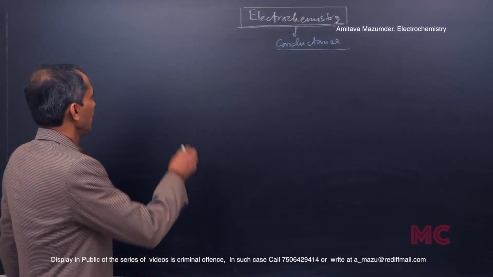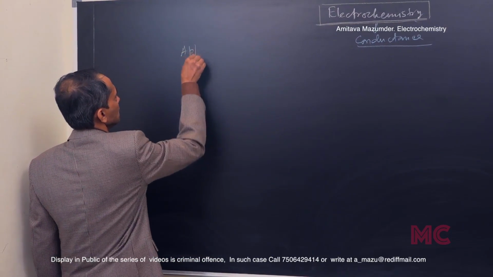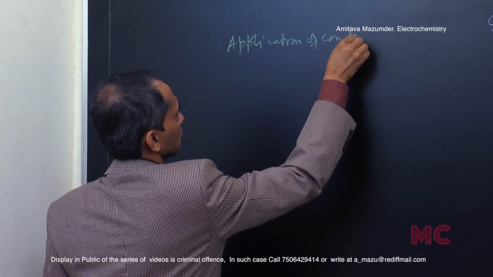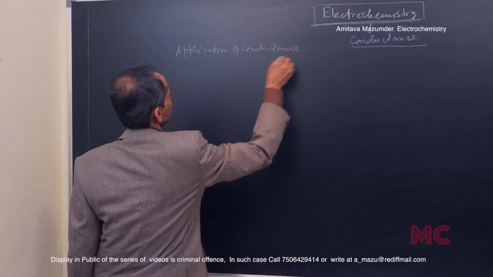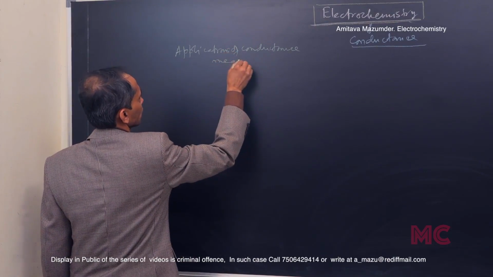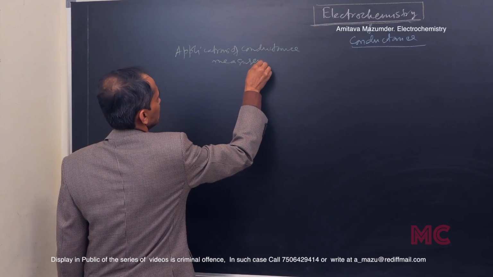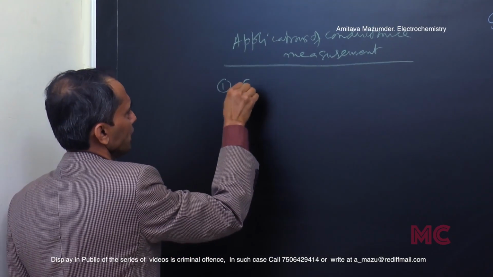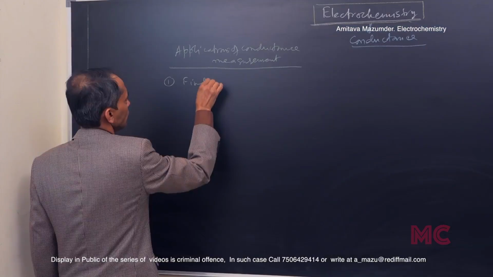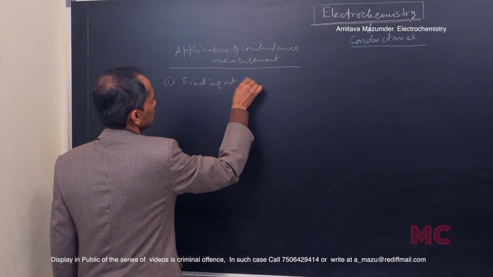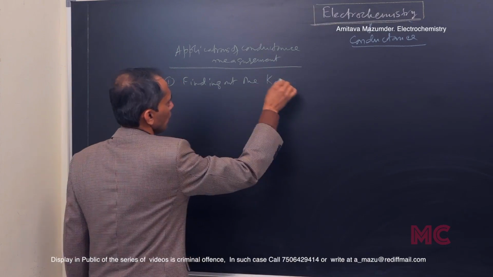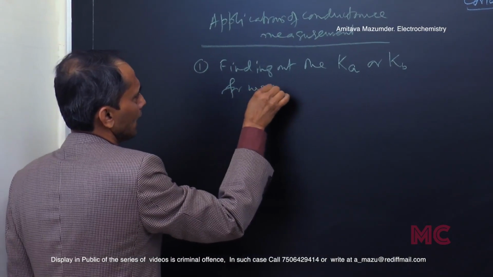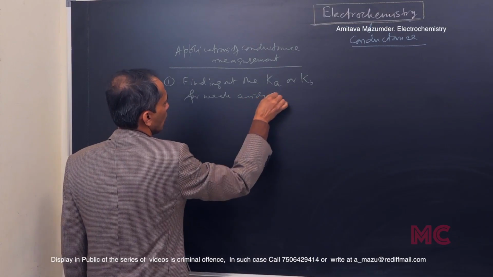Now I will talk about the application of conductance measurement. Very, very important measurement. Number 1, finding out the acid dissociation constant or base dissociation constant for weak acids or weak bases.